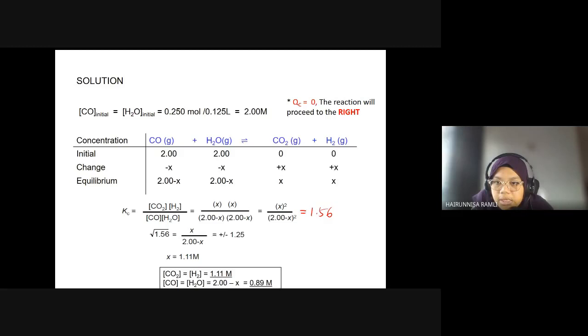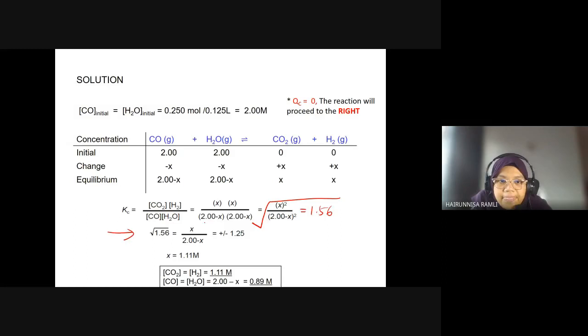Kita square rootkan semua ni. Okay, that's why you akan dapat macam ni. Nampak tak? So, end up dia akan jadi macam ni. It's equals to this one lah. So, this one is equals to this one. Okay, normally we will take the positive value kan. So, you solve for X. 1.11 molar.